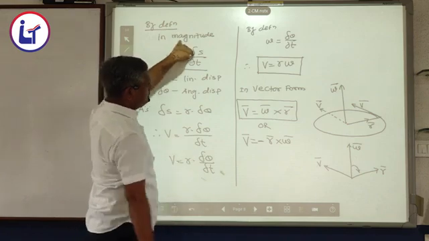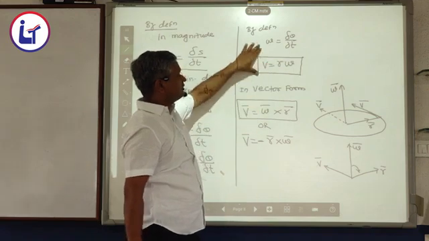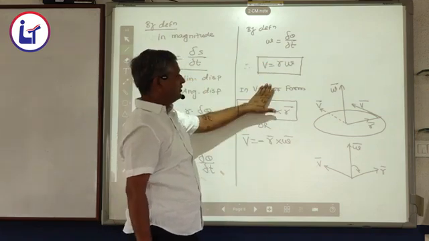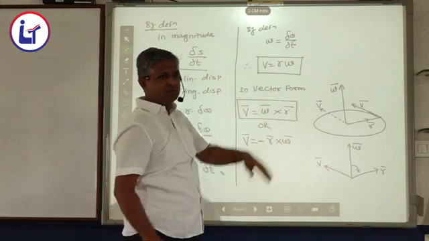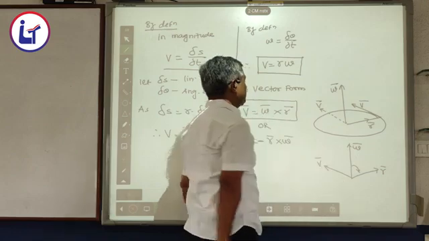But by definition, delta theta by delta t is the angular velocity. So V equal to R omega. In vector form, if we want to write it, again with the help of directions, linear velocity and angular velocity, apply the right hand thumb rule.